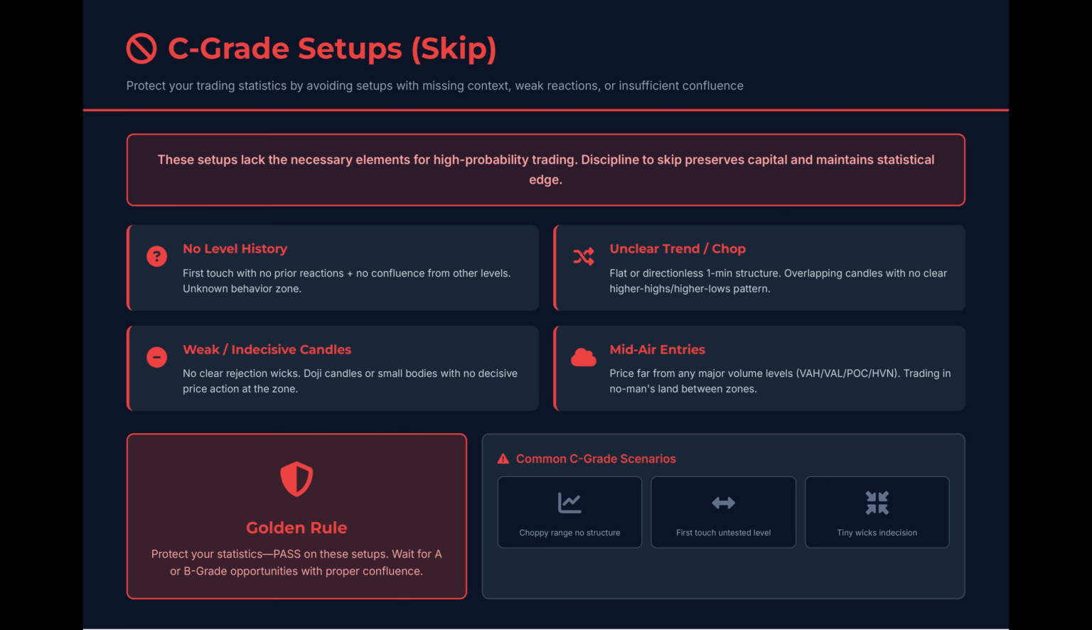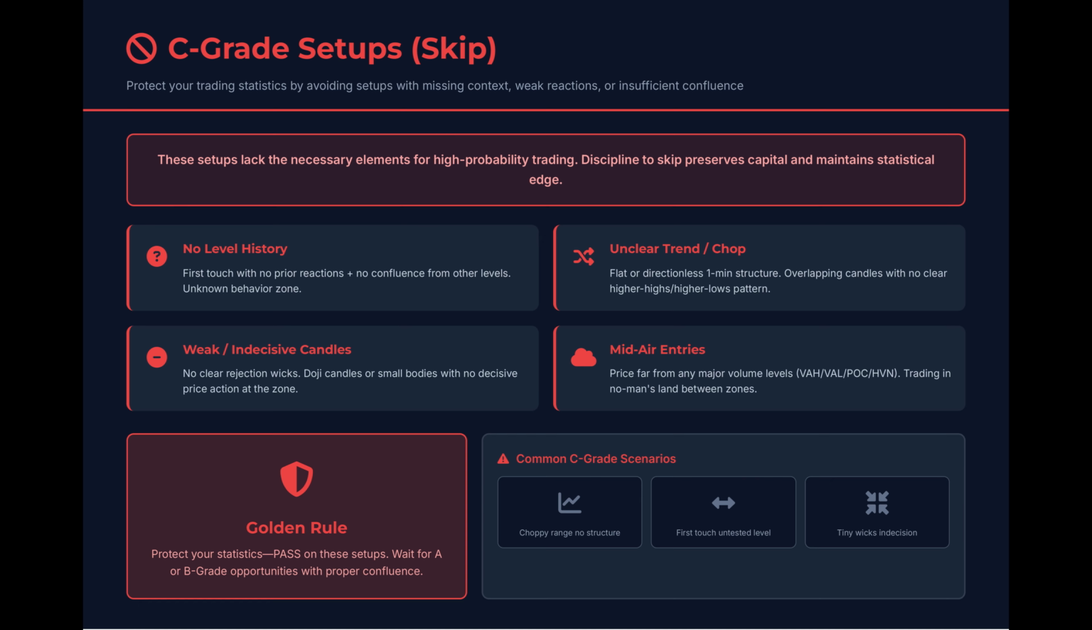Let me give you the absolute rules for C-grade setups. These are non-negotiable. Rule 1. If the level has no history, do not trade. I don't care how perfect the rejection candle looks. I don't care if the trend seems clear. If the level hasn't been respected in recent sessions, you have no basis for expecting it to hold now.